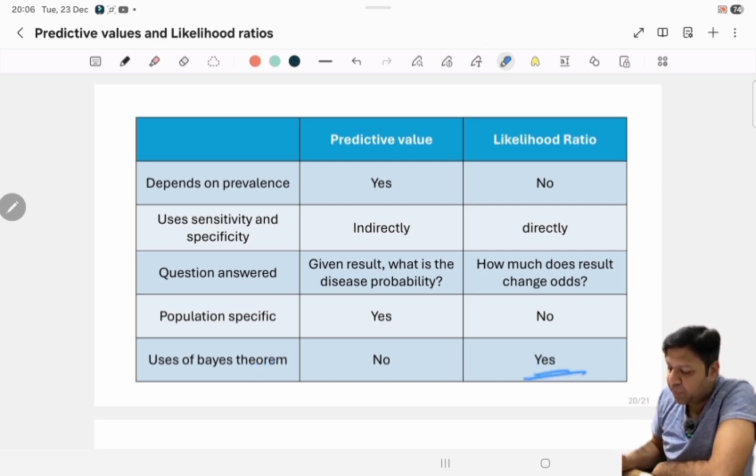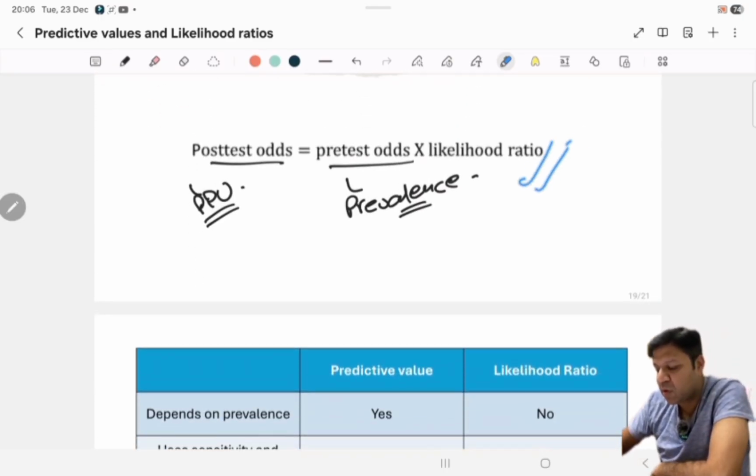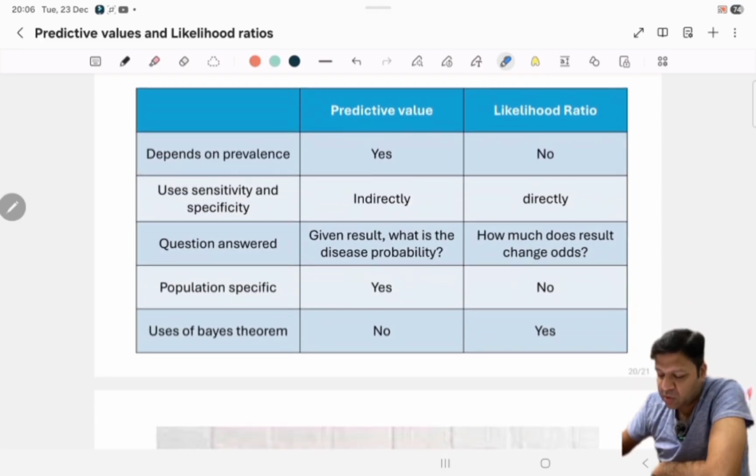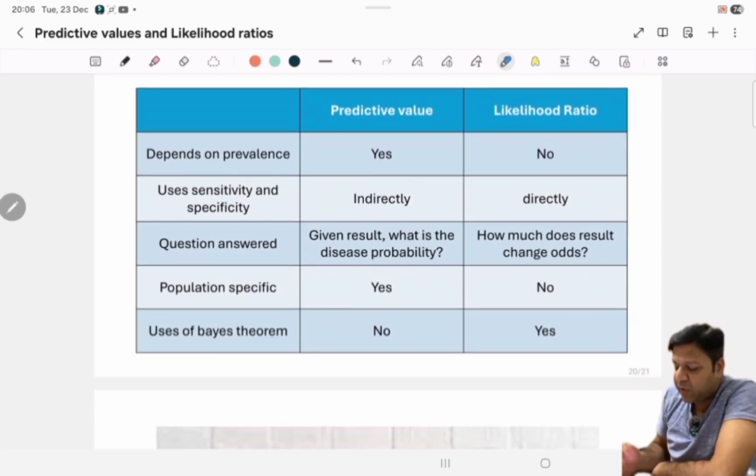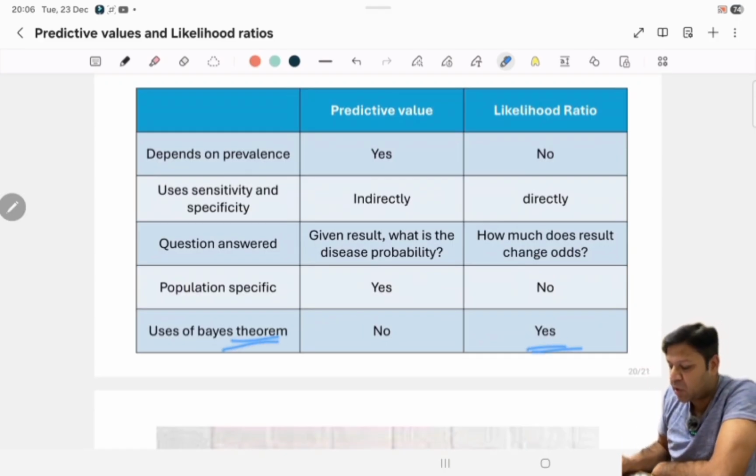Uses of Bayes theorem. Likelihood ratio uses Bayes theorem. What is Bayes theorem? This is Bayes theorem. This formula is derived from Bayes theorem. So if they ask you which metric is dependent on Bayes theorem, it is likelihood ratio.